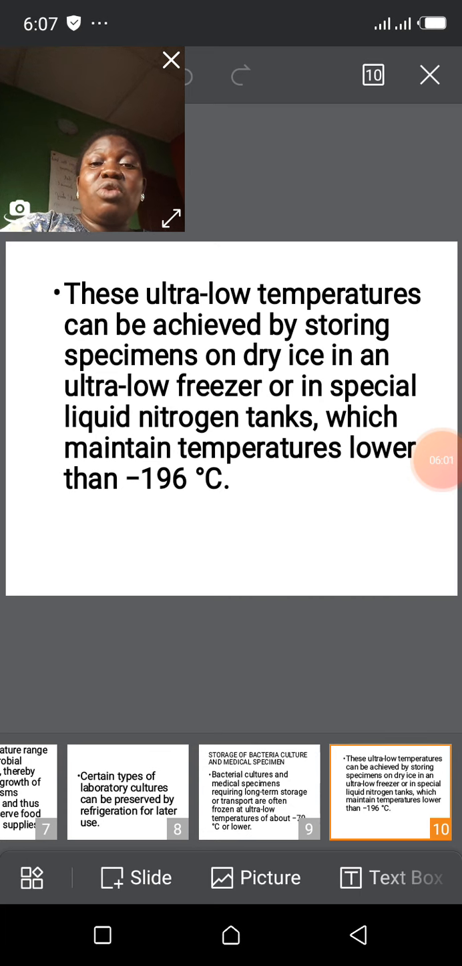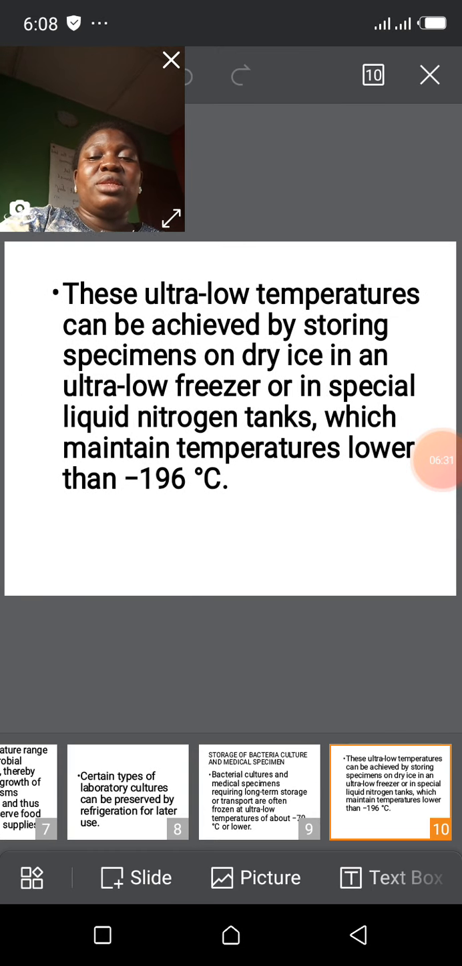This ultra-low temperature could be achieved by storing the specimen on dry ice inside an ultra-low freezer. Alternatively, the specimen could be kept in a special liquid nitrogen tank. This special liquid nitrogen tank has the ability to maintain a temperature that is even far lower than -196 degrees C, which will inhibit several ranges of microorganisms, thereby helping to sterilize the culture media or the specimen in question.